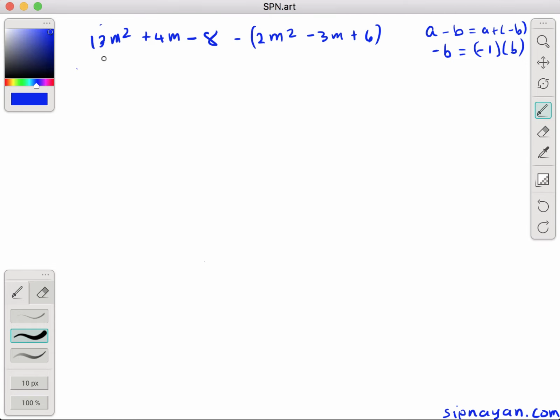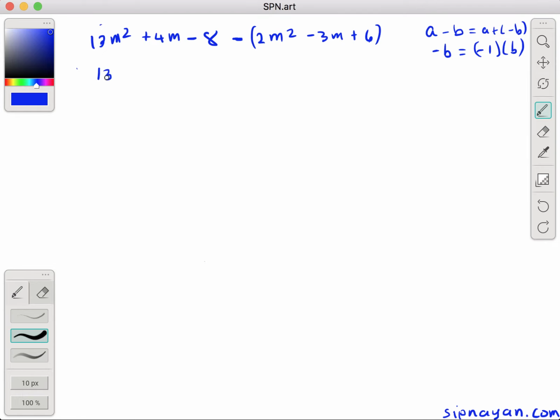So usually, hindi naman kailangan na may parenthesis to. We can just distinguish this as A. Ito yung A natin. Ito yung minus natin. This is the minus sign. This is the first polynomial. This is the second polynomial. And this is the subtraction sign. No? So, again, pwede nating i-convert muna lahat to addition.